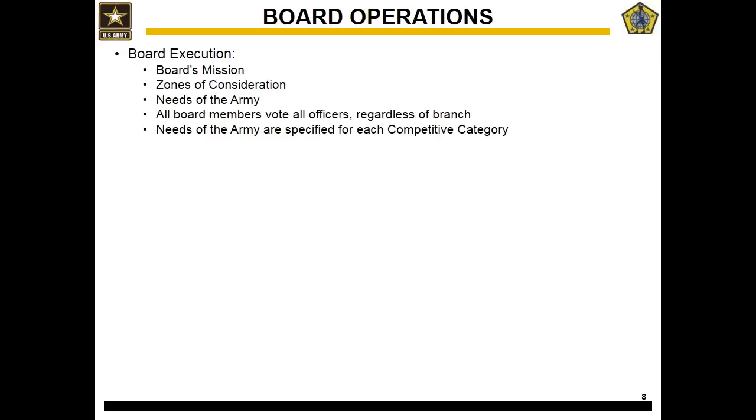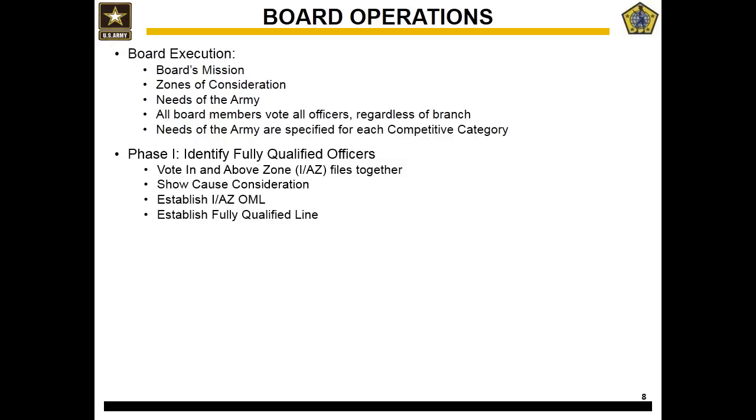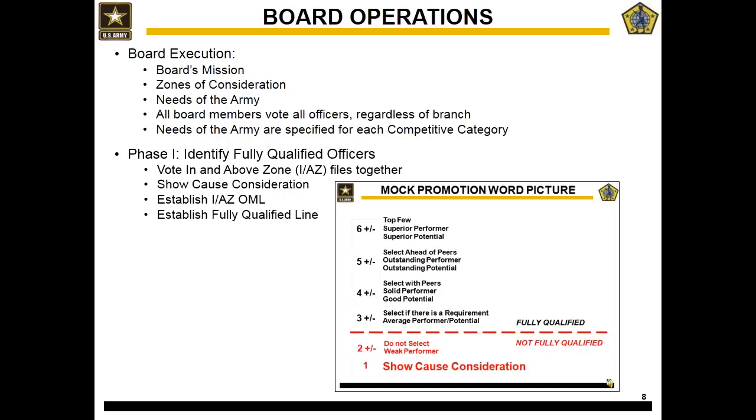In Phase 1, the board will identify fully qualified officers. Board members vote in and above zone officers using a 1 through 6 plus voting scale. We call this a hard vote word picture. On the left is a numerical scale of 1 through 6 plus or minus. The plus and minus identifiers can be used to increase the total number of possible scores an officer can receive.